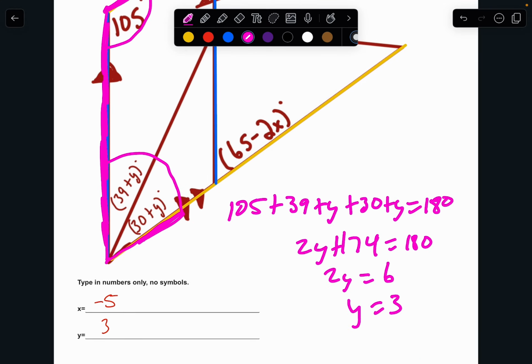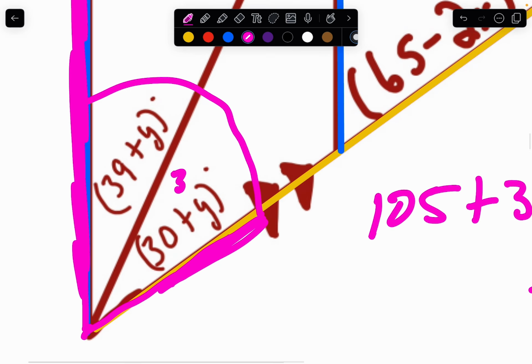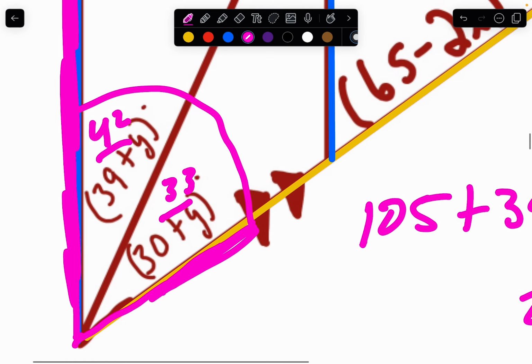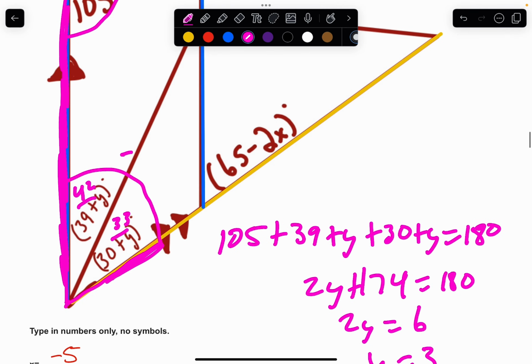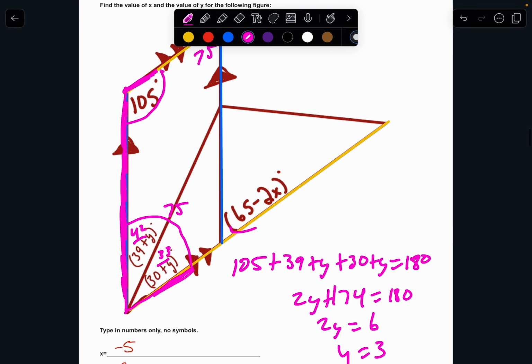Nice. If I plug in 3, this would be 33. Plug in 3, this would be 42. Do those add up to 75 like we know they needed to? Remember the whole angle 75? Yes, yes, yes. All right, and then we need this angle.